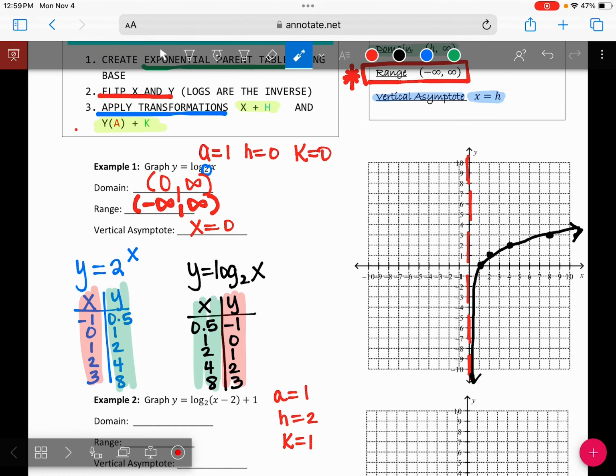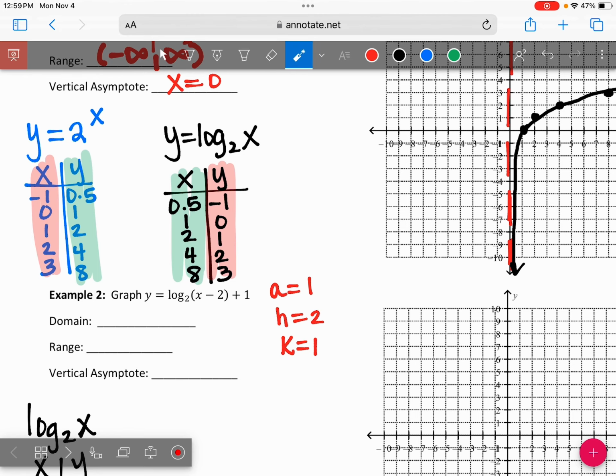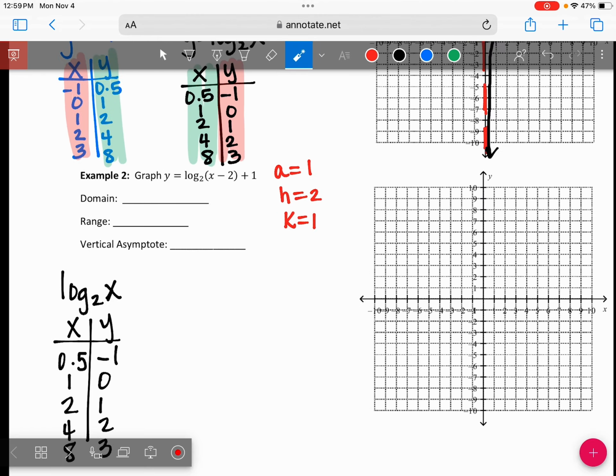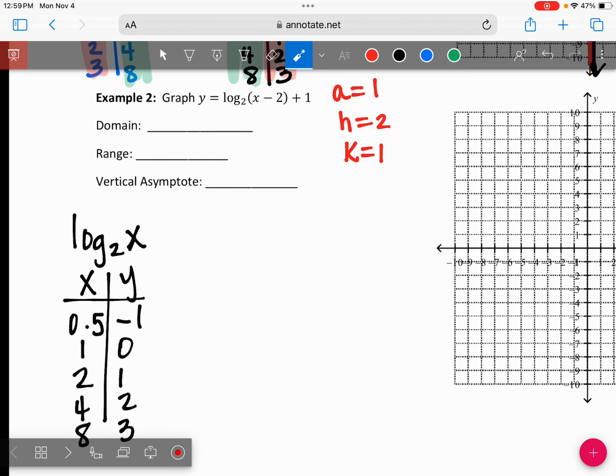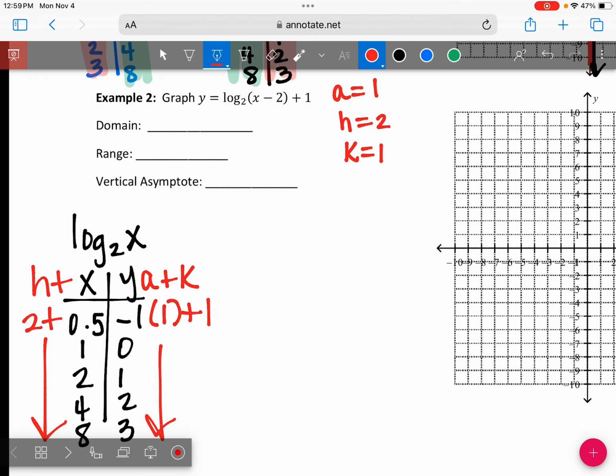It doesn't matter if it's a quadratic, an exponential, it doesn't matter. So I'm going to go ahead and apply my transformation. So I'm going to add the h, which is 2, to all 5 of these numbers. And then for my y values, I'm multiplying them by a and adding k. So I'm multiplying them by 1 and I'm adding 1 all the way down.